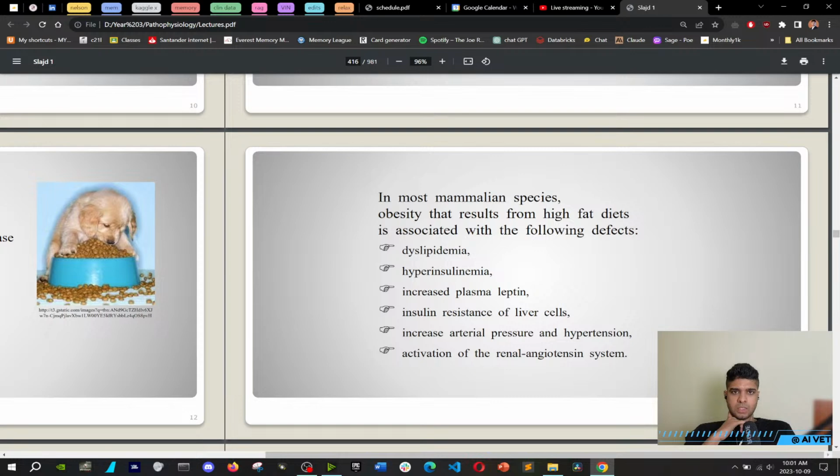Okay, these are the reasons. These are some of the reasons why obesity is observed. We can observe the following defects per se, like hyperinsulinemia, dyslipidemia, increased plasma leptin, insulin resistance of liver cells, increased arterial pressure and hypertension, activation of the renal angiotensin system.